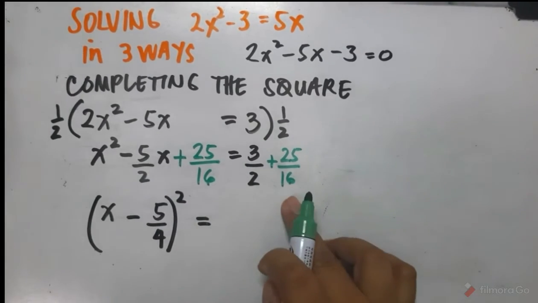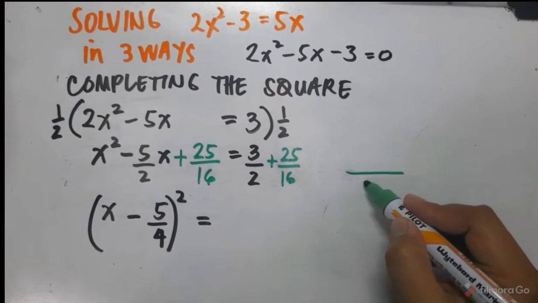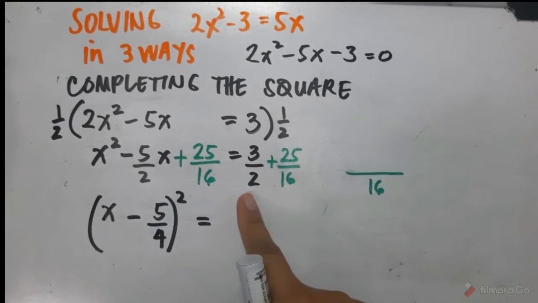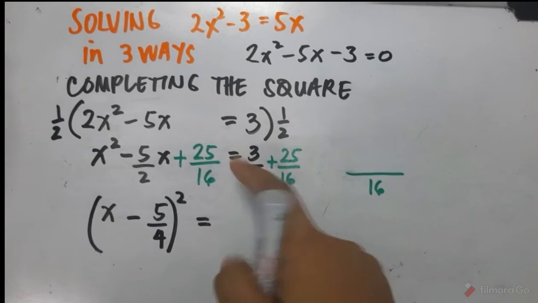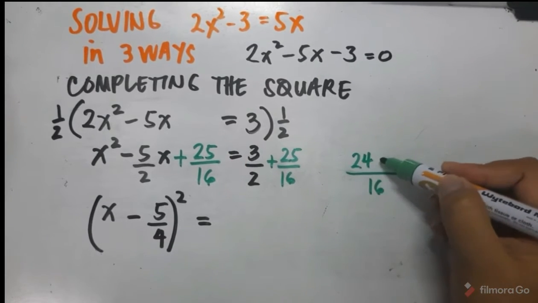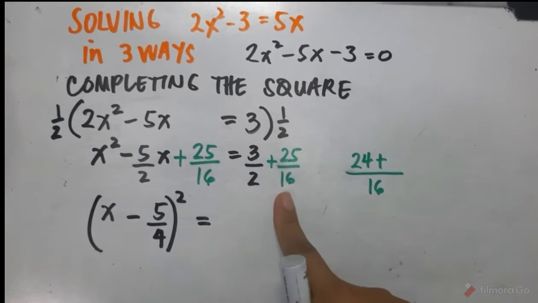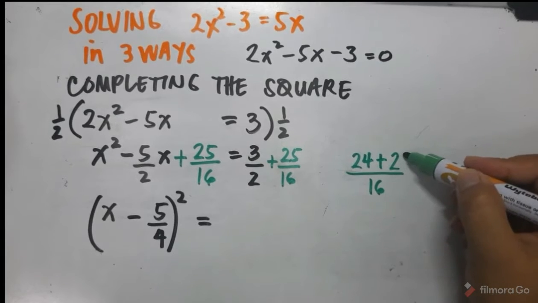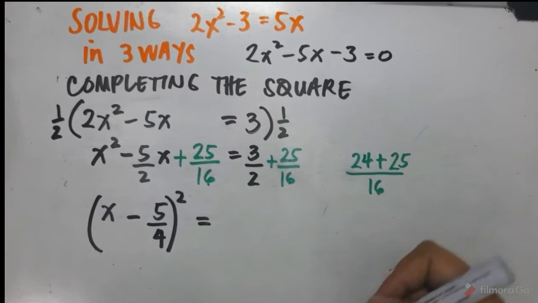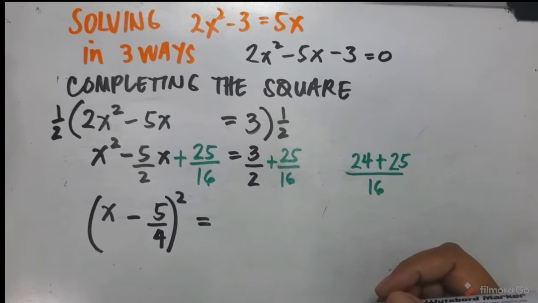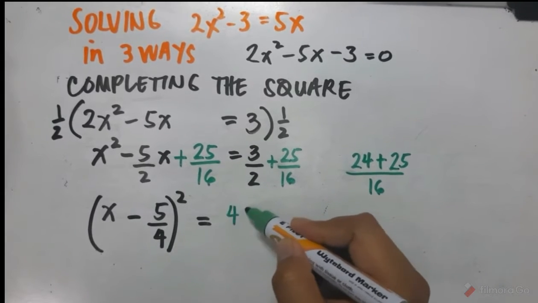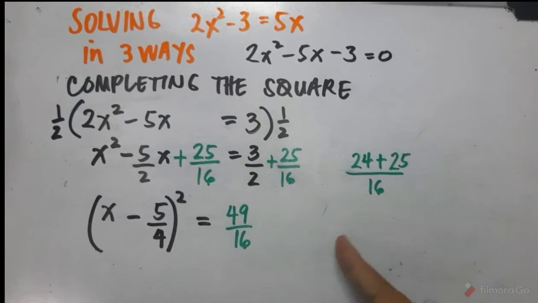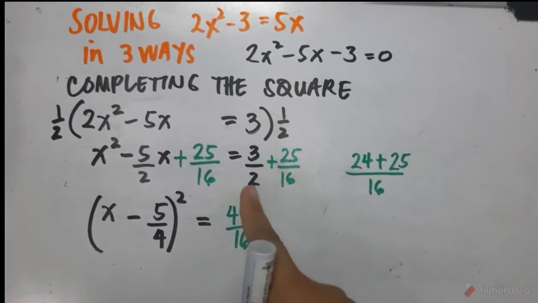To find the sum of this, we use the LCD of 2 and 16. 16 divided by 2 is 8, times 3 would be 24, plus 16 divided by 16 is 1, times 25 is 25. Then get the sum of the two. 24 plus 25 is 49 over the denominator 16. Okay, so that's the sum of the two.